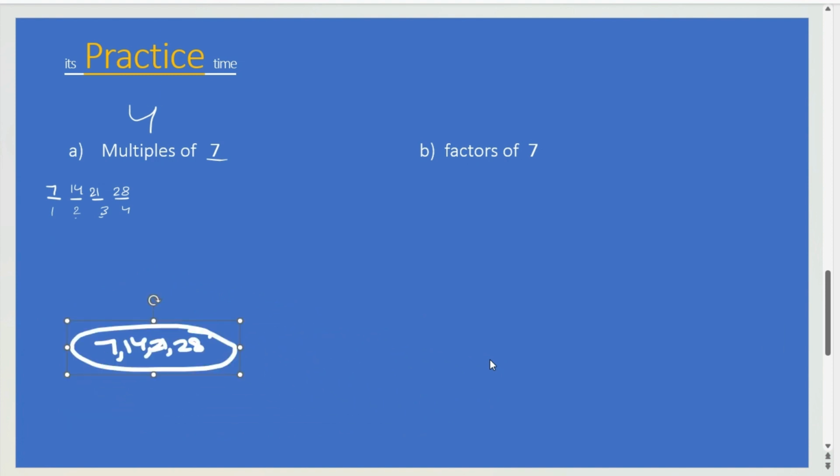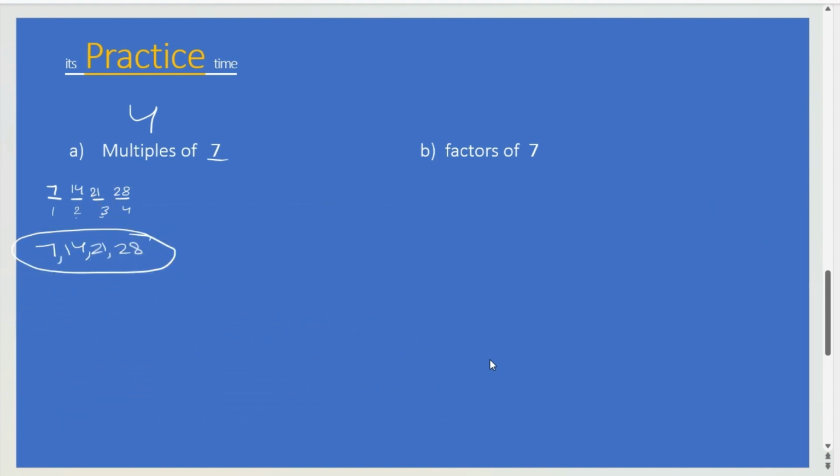And so that is our answer. So multiples, you just multiply 7 by something, but then factors, you want to divide 7. Firstly here, 7, you don't need to divide it by anything because you automatically know the answer is just going to be 1, 7.